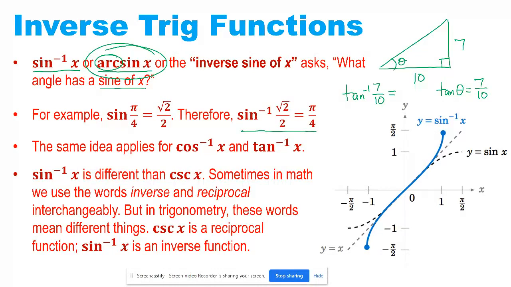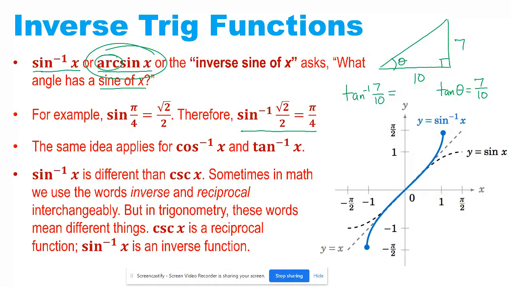Okay, one last point to make before we really get into this. Inverse sine and inverse cosine, inverse tangent, these are different than cosecant, secant, and cotangent. And I think one thing that gets confusing is sometimes in math we use the words inverse and reciprocal interchangeably. And part of the reason, I think, is because multiplication and division are inverse operations. And so when you do take a reciprocal, you kind of are doing an inverse.